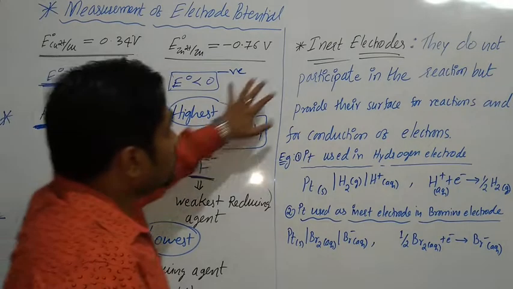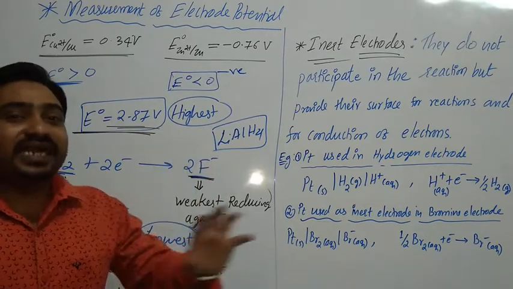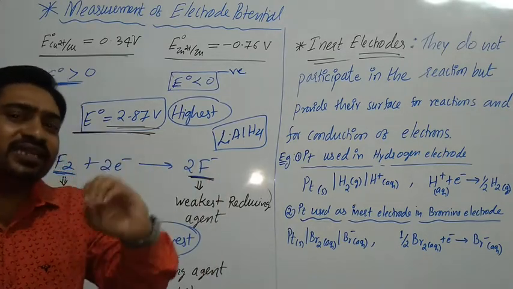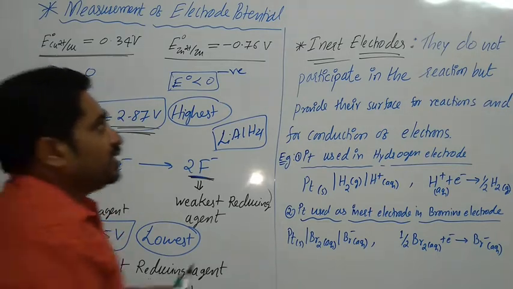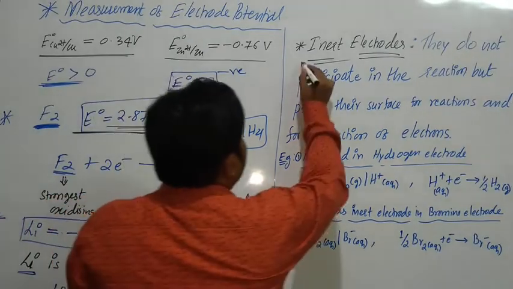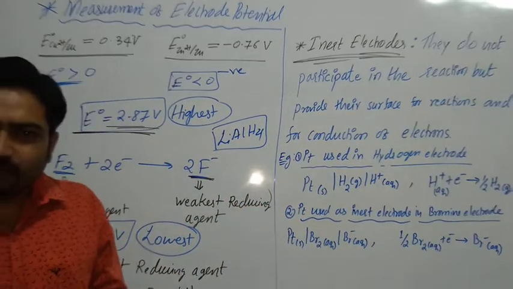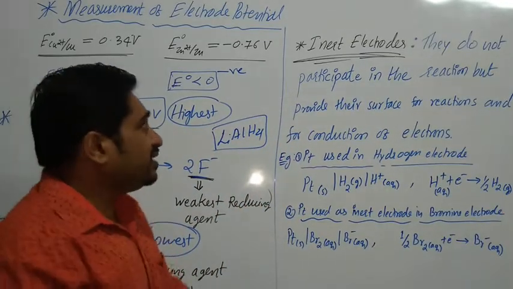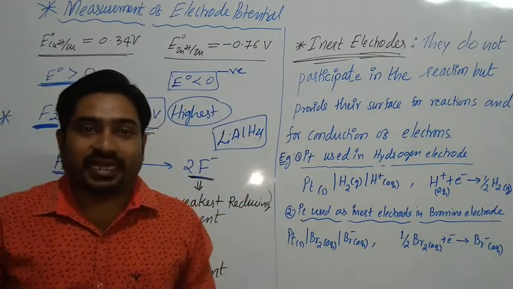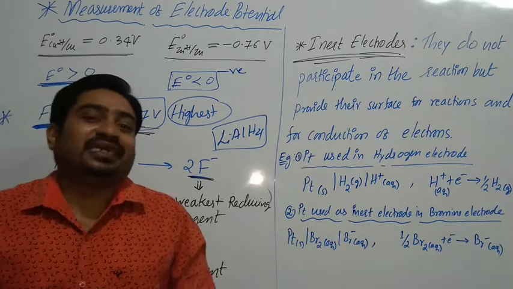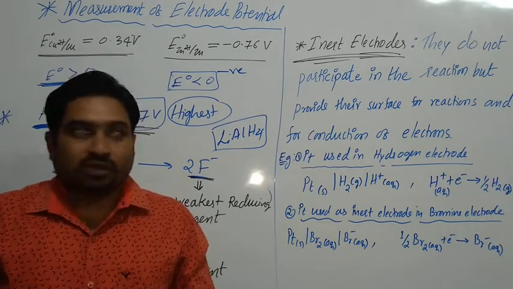And one more thing. Yesterday we discussed the standard hydrogen electrode. In that standard hydrogen electrode we have used platinum. See here, that platinum is called an inert electrode. Inert means non-reactive. So there are some electrodes in chemistry that are inert in nature, like platinum, gold, and silver electrodes.